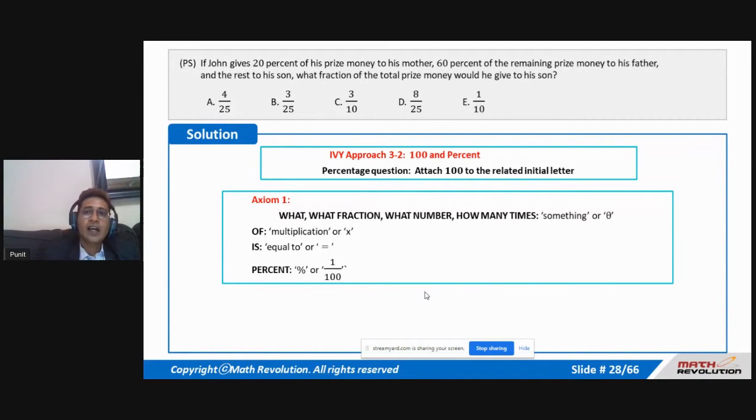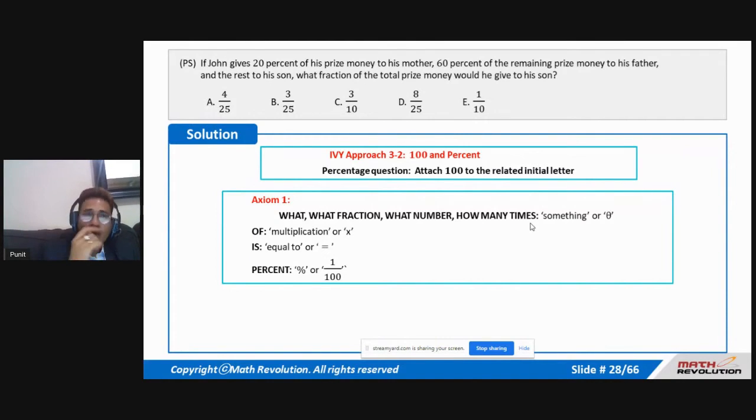There's an axiom 1 that I have been talking about in this particular question, which says, if you have a word like what fraction, what number, how many times, that is all about something, or a theta maybe, or you can symbolize it with anything. The word of is all about multiplication. Is equals to, so is, was, were, has, will be is all equal to, and percentage we know is 1 over 100.